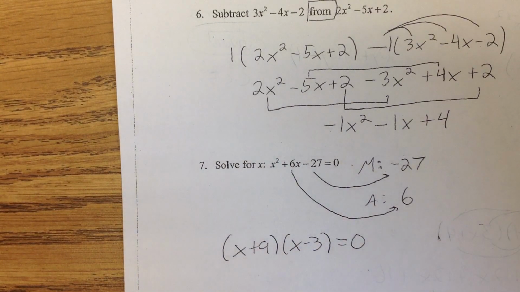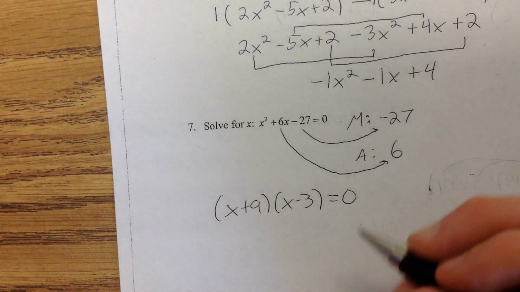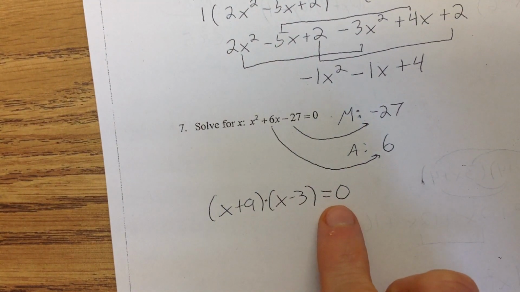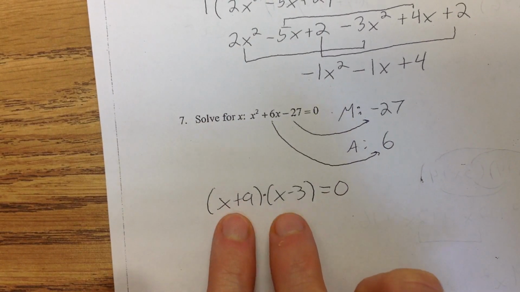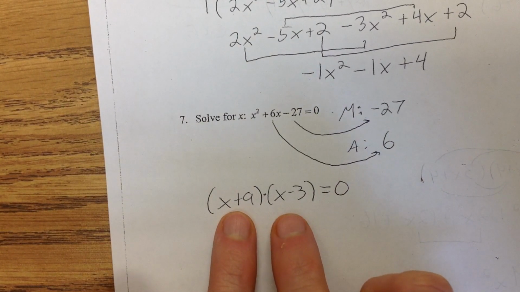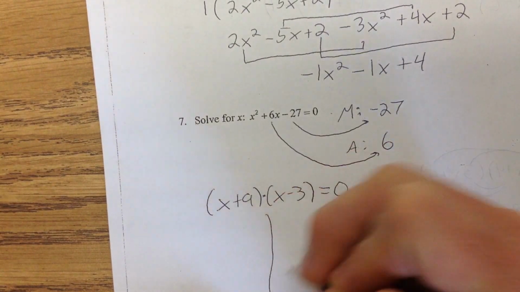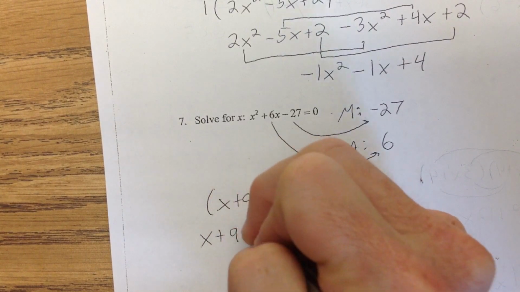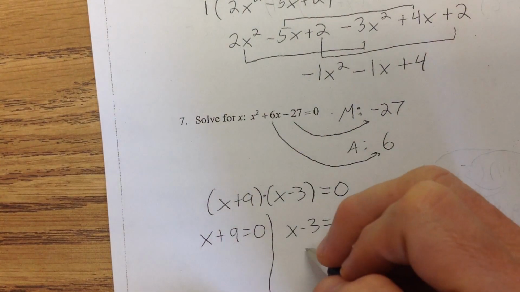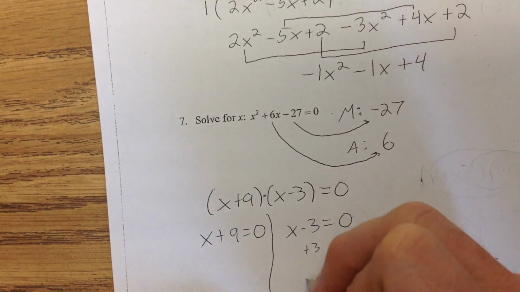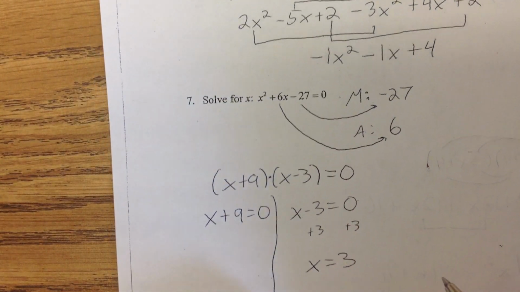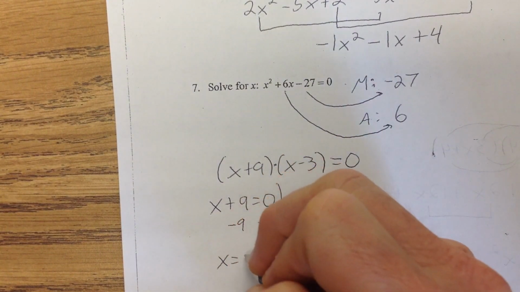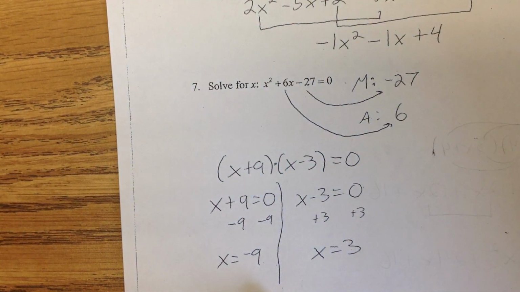Now, that part is very similar to everything we've done. This is the little extra part. Since this is x plus 9 times x minus 3 equals 0, that tells us that one of these two parentheses has to equal 0. So it's either going to be x minus 3 equal to 0, or it's going to be x plus 9 equal to 0. So when we solve these, add 3 to both sides, we get x can equal 3, or when we subtract 9 from both sides, we get x can equal negative 9.